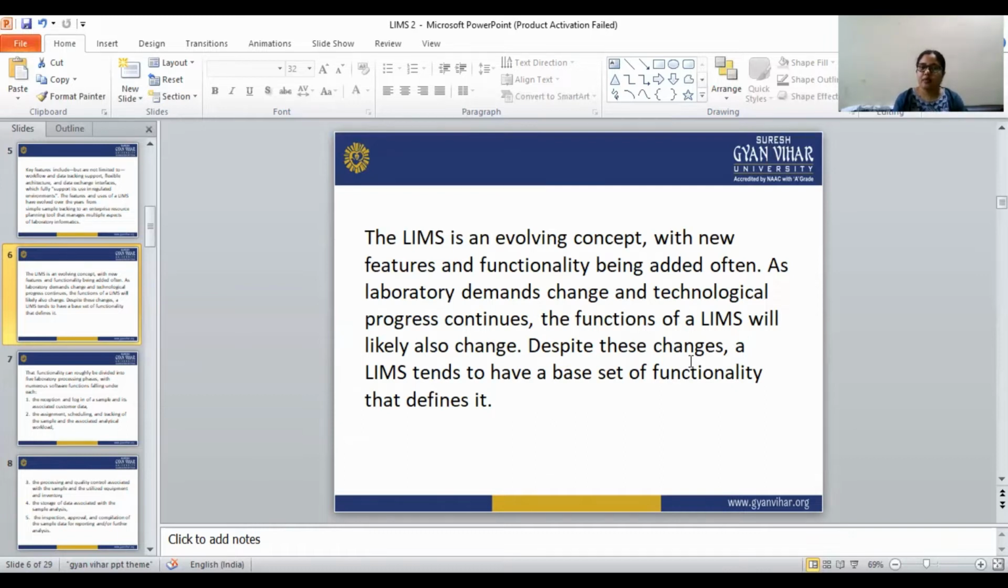Despite these changes, LIMS tends to have a base set of functionality that defines it. The new features and functionality are added often as laboratory demand changes, and the configuration of LIMS also changes as per the demand. But despite these changes, LIMS tends to have a base set of functionality that defines it.